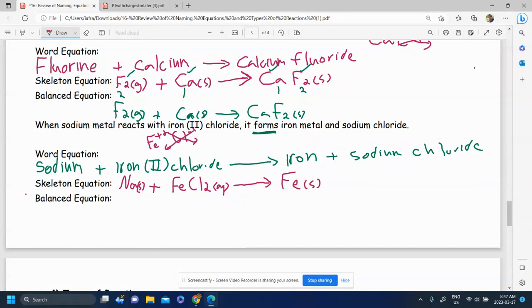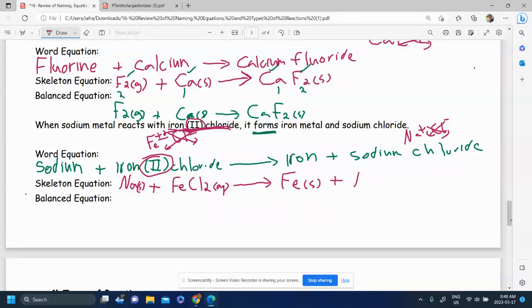No need to put iron 2 here. So the reason we have iron 2 here is because in the compound, it's in the form of an ion, right? It actually exists as 2 plus and minus here. But when it's in the form of a metal, it's no longer an ion. So it's just iron solid. You're never really putting this Roman numeral anywhere other than in the word equation. Okay, nowhere else.